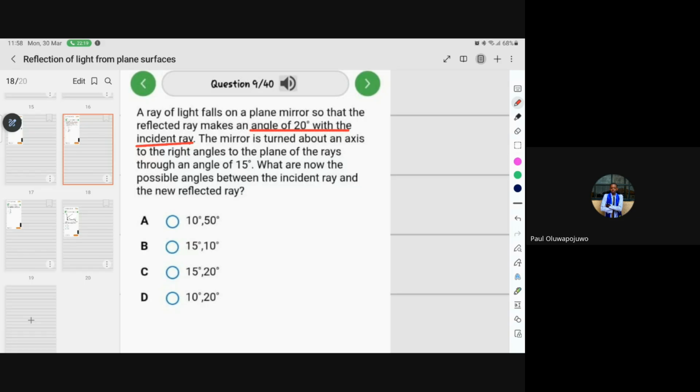Nikki, your hand is up. What happened? So why are we minusing 1? Yeah, that's the formula. The formula is n, the number of images, is 360 over theta minus 1.